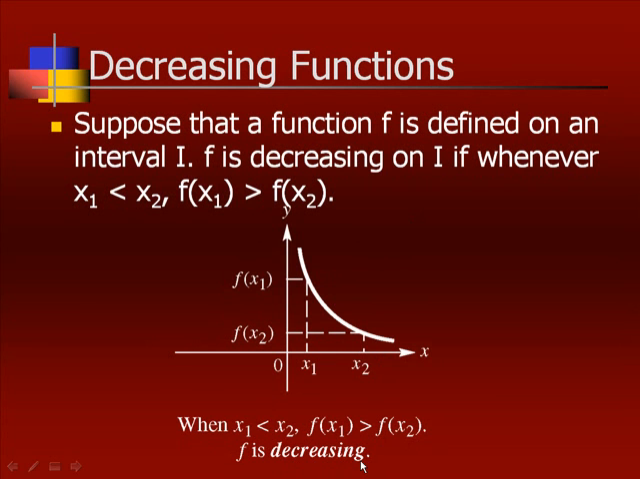Now, same thing. Suppose that a function f is defined on the interval I. F is decreasing on I if whenever x1 is less than x2, that means your x's are still going from smallest to largest, f of x1 is greater than f of x2. So what that means is as the x's get larger, the function values get smaller. The easiest way to look at that is if your graph is aiming downward, then it is decreasing.